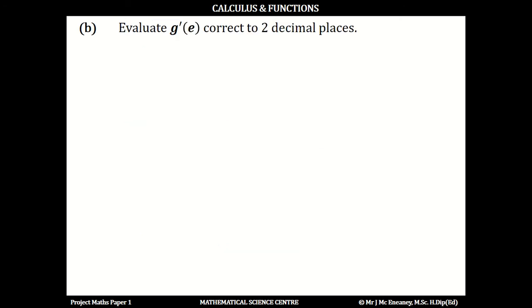Next of all, we want to evaluate g dash at x equals e, correct to 2 decimal places. So the function g of x is 3x ln of x minus 9x plus 4 ln of x minus 12. The first thing we need to do is to differentiate this function. Now, the first term is a product of 2 functions. So what we have here is 3x times the ln of x.